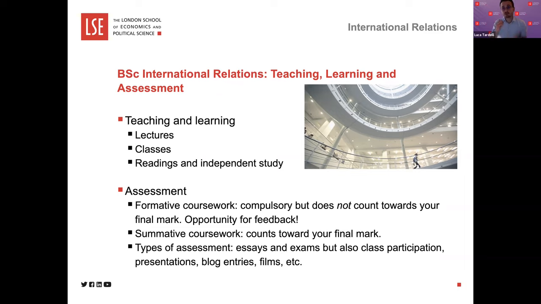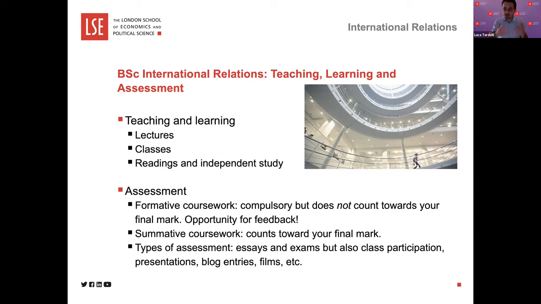There are lectures for each course, one lecture for each course every week. And it's there to provide you an introduction on key topics or issues that week, giving you the foundations for understanding the weekly topic, and also to provide an entry point to key debates. Every lecture will also be followed by one class every week for every course. So for instance, you will have one lecture every week for IR100, followed by one class every week for IR100, and the same for IR101 in your first year, and so forth.